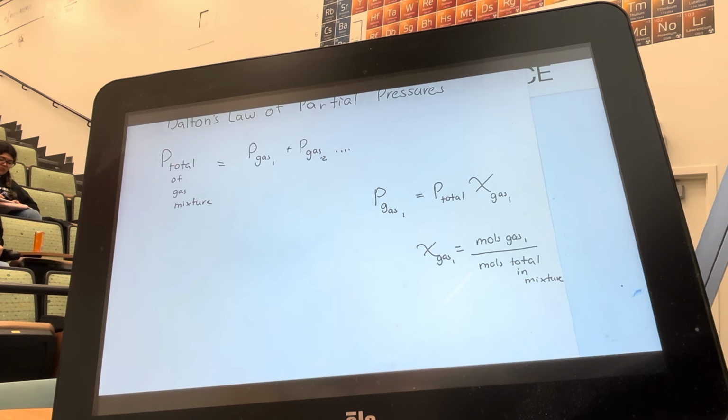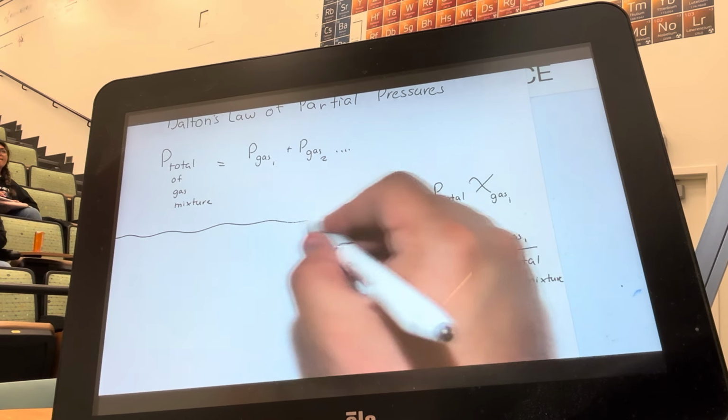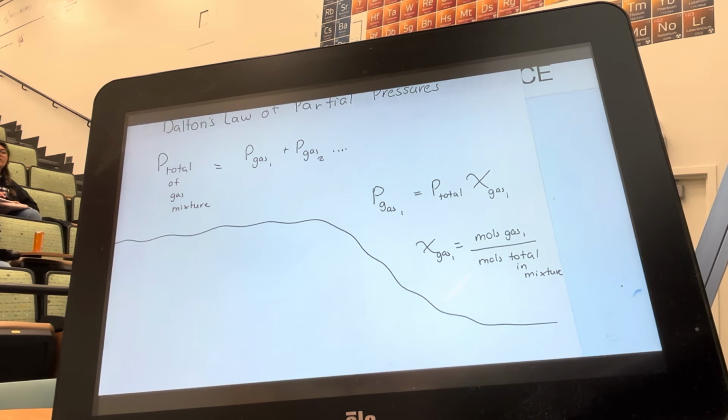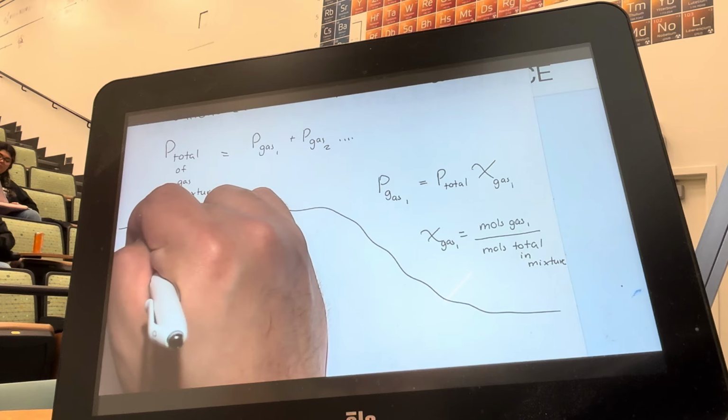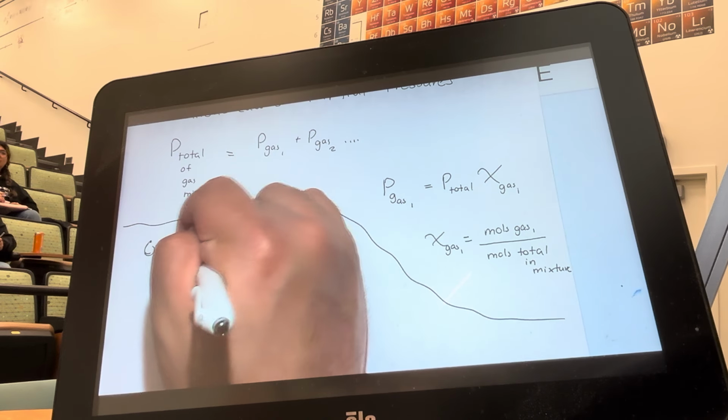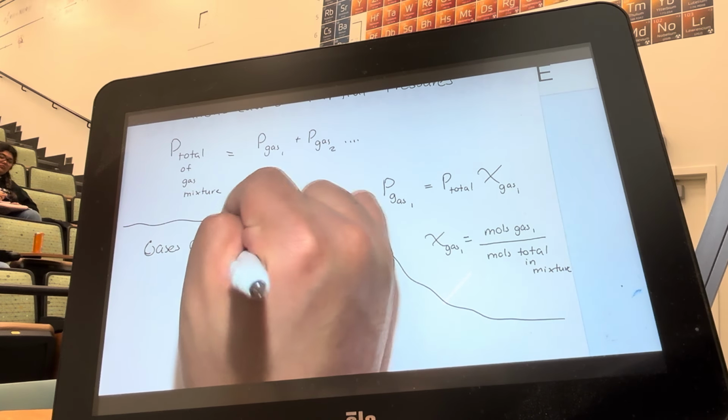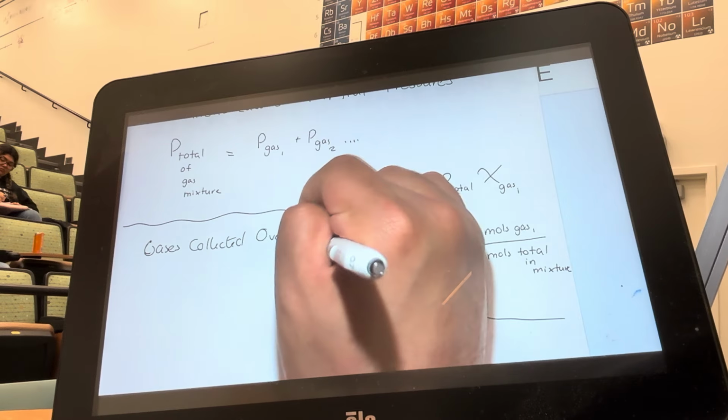Okay, so there's Dalton's law of partial pressures, John Dalton. Yep. Okay. So before we move back into kinetic molecular theory, the last little tidbit I want to give you for an exam question is what happens with gases collected over water.